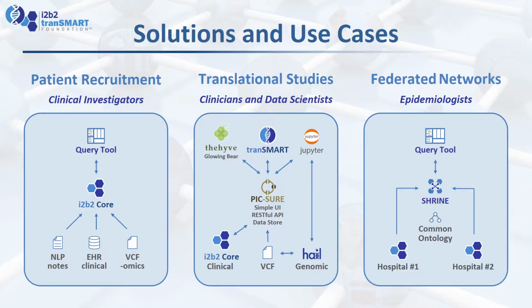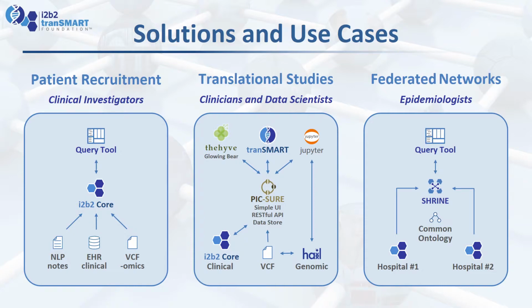Translational studies use the i2b2 software to integrate clinical and genomic data from multiple sources. Clinicians and data scientists explore and analyze the data with tranSMART and tools from third-party companies like the Hive. Users can also query the i2b2 APIs programmatically through software such as Jupyter and connect to Hail for large-scale genomic research.